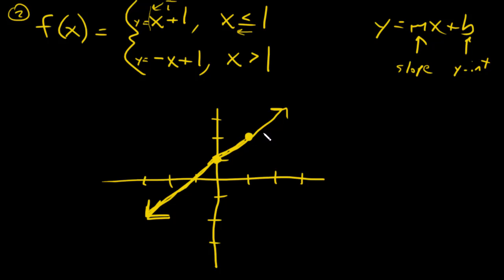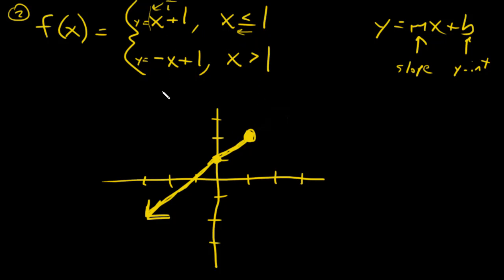But I don't have anything that's to the right. So I erase that portion right there. And since it includes the actual x equals 1 value, I'm going to put a nice solid dot there. Okay? Now I've finished with the first function.